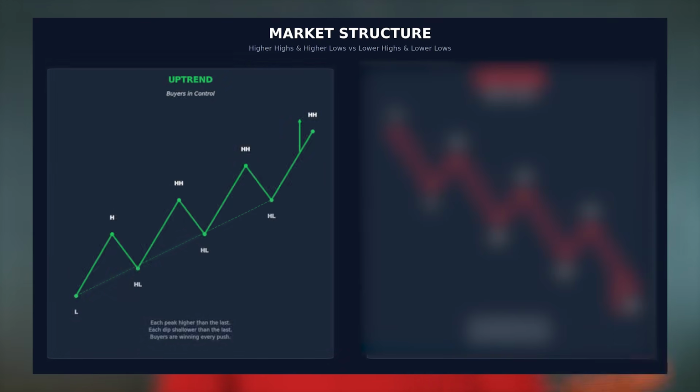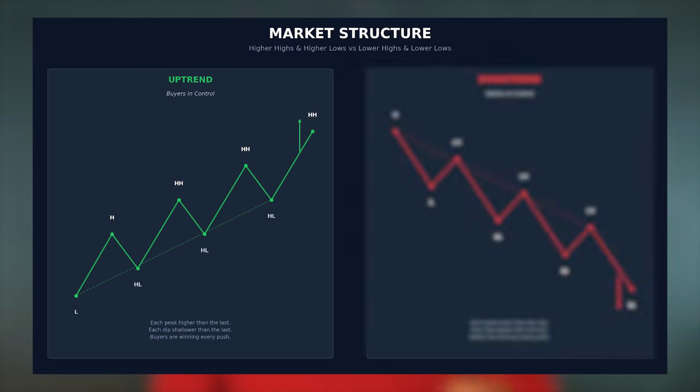All right, now it's time to talk about market structure. This is the backbone of price action analysis, and the concept is pretty straightforward. In an uptrend, price is making higher highs and higher lows. So each peak is higher than the last, and each dip is shallower than the last. In a downtrend, you get the opposite. Lower highs, lower lows. Simple concept, but it tells you something really important about who's in control right now. Is it the buyers or the sellers?